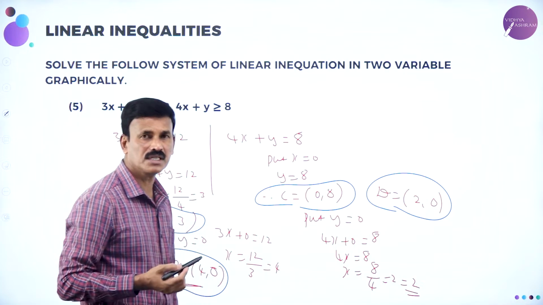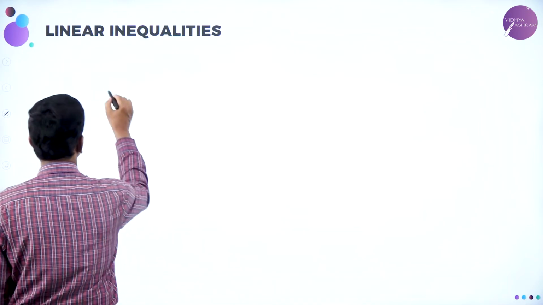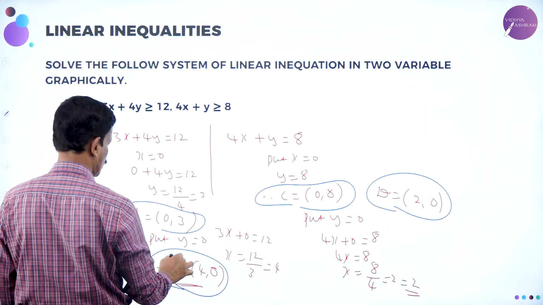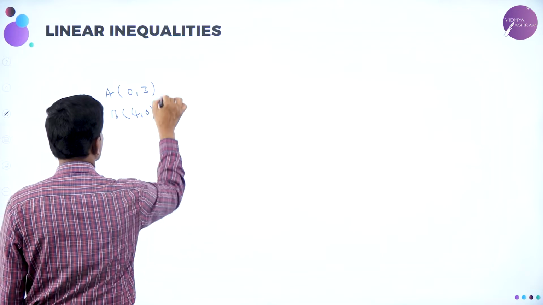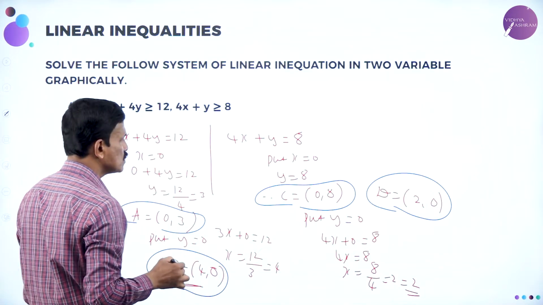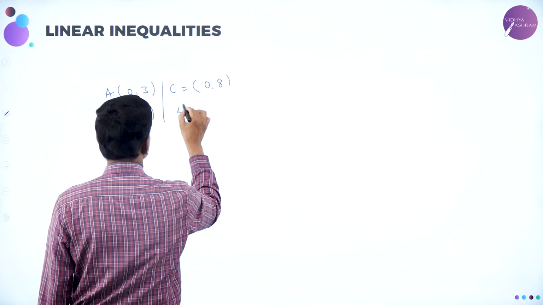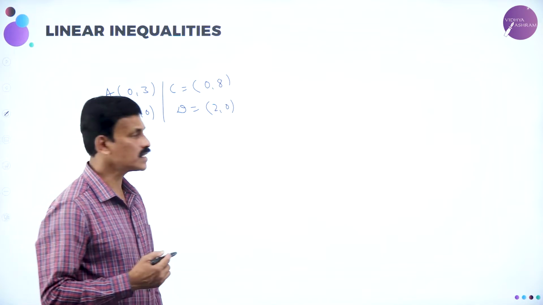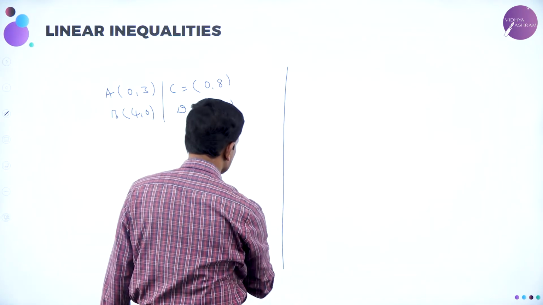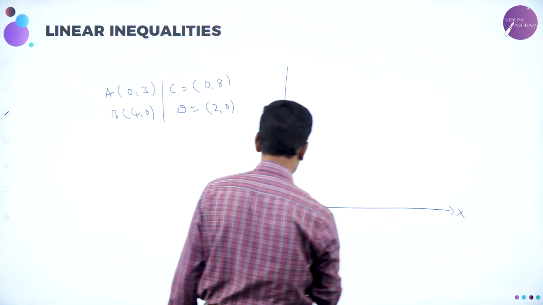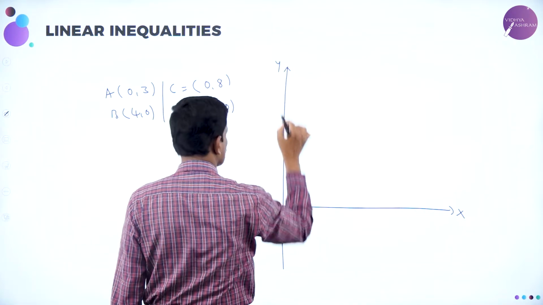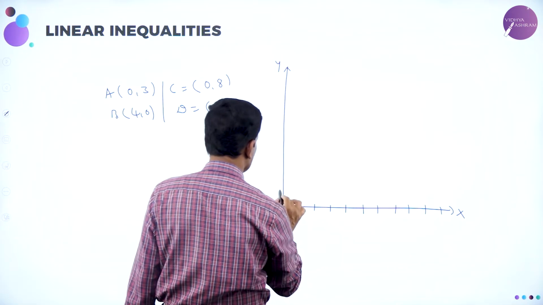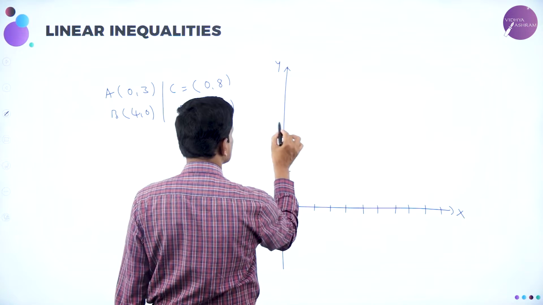Let us represent this on a graph. Now, A (0, 3) and B (4, 0). Similarly, C, what is C? (0, 8) and D (2, 0). Okay. Now, let us represent this on a graph. X-axis, origin, y-axis, 1, 2, 3, 4, 5, 6, 7, 8, 9, 10. Again, 1, 2, 3, 4, 5, 6, 7, 8, 9 and 10.